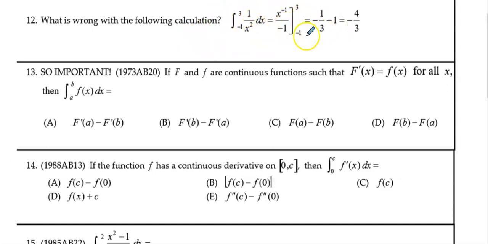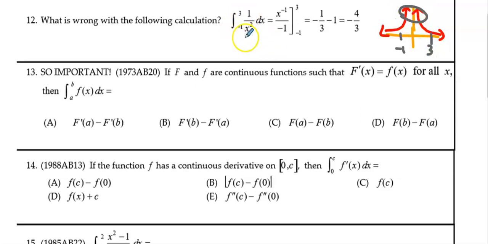So this actual calculation is correct. However, you can't solve this integral. This integral is not doable because if you look at the function 1 over x squared, you're going to get a function that looks like this. And so it's actually important to think about it. If I were to ask you to find the area under the curve or the total change of this function on the interval from -1 to 3, well, look what's happening here.